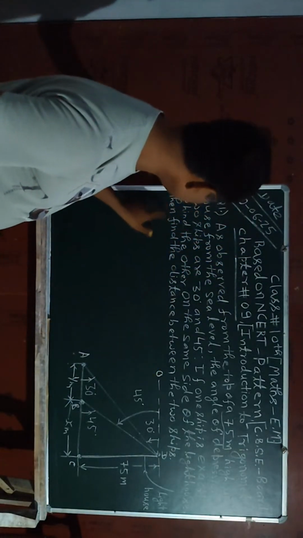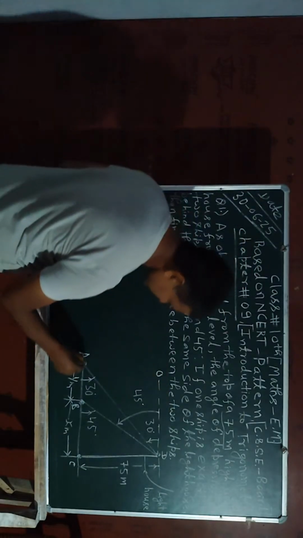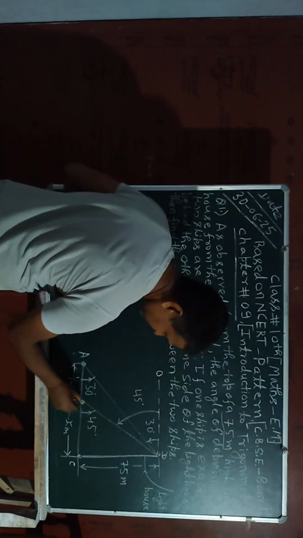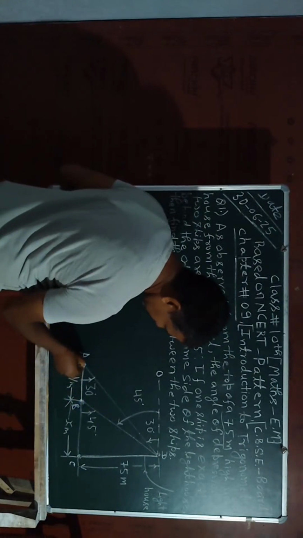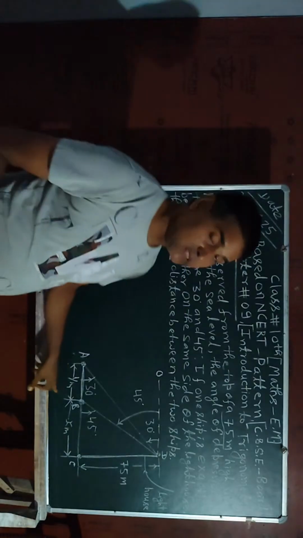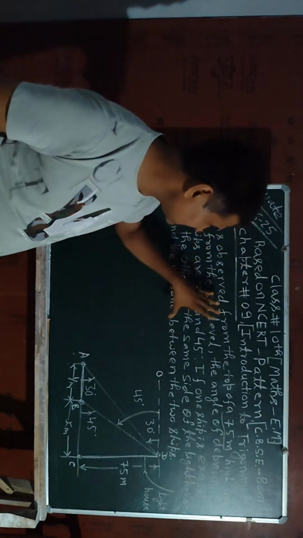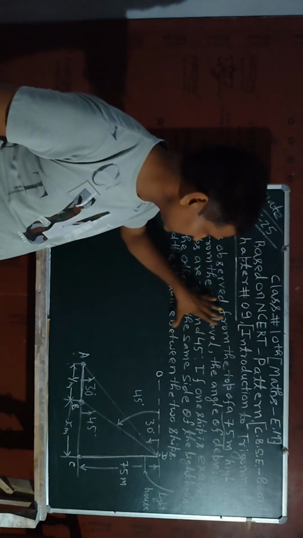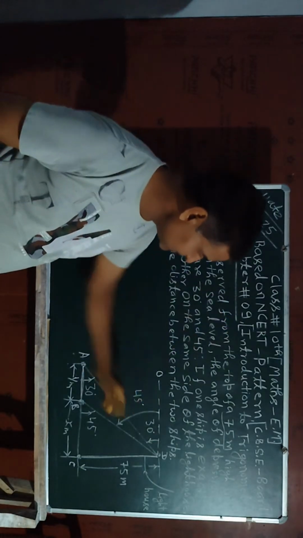Now we have to find the distance between the two ships. One ship is at point A and the other ship is at point B. So what is the distance between A and B? That distance is the distance between these two ships. Students, this is the information given on the blackboard, and I have already written all the information in the figure.